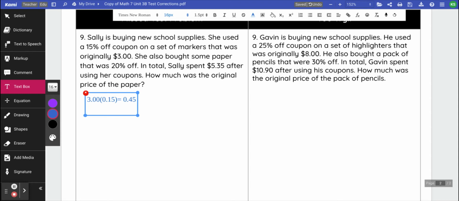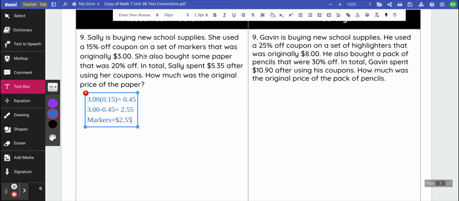Now we've got to look at, okay, what was the cost of the markers? We're going to take the $3 and subtract the 45 cents to figure out what the price on those markers was. If we do that, we get that the price of the markers was $2.55. Okay, so we know that markers equal $2.55. That was the cost of the markers.